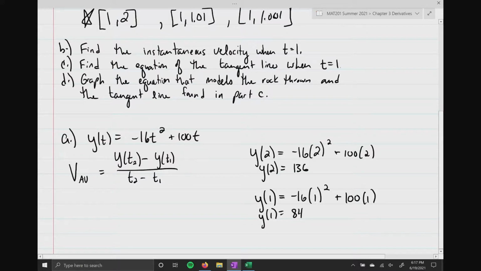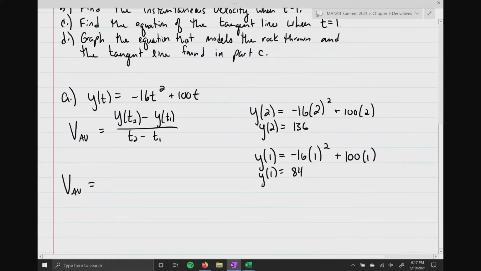And I'm just going to substitute those values into my average velocity equation. So I get 136 minus 84 all over 2 minus 1, and 136 minus 84 is going to be 52 over 1, which the average velocity is going to be 52 meters per second.